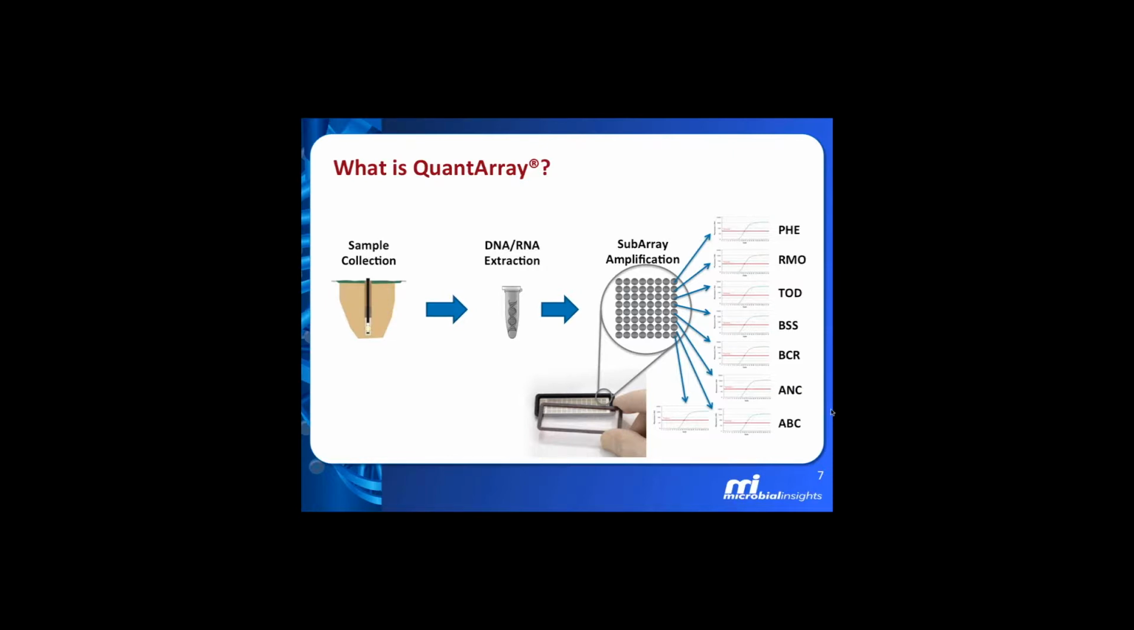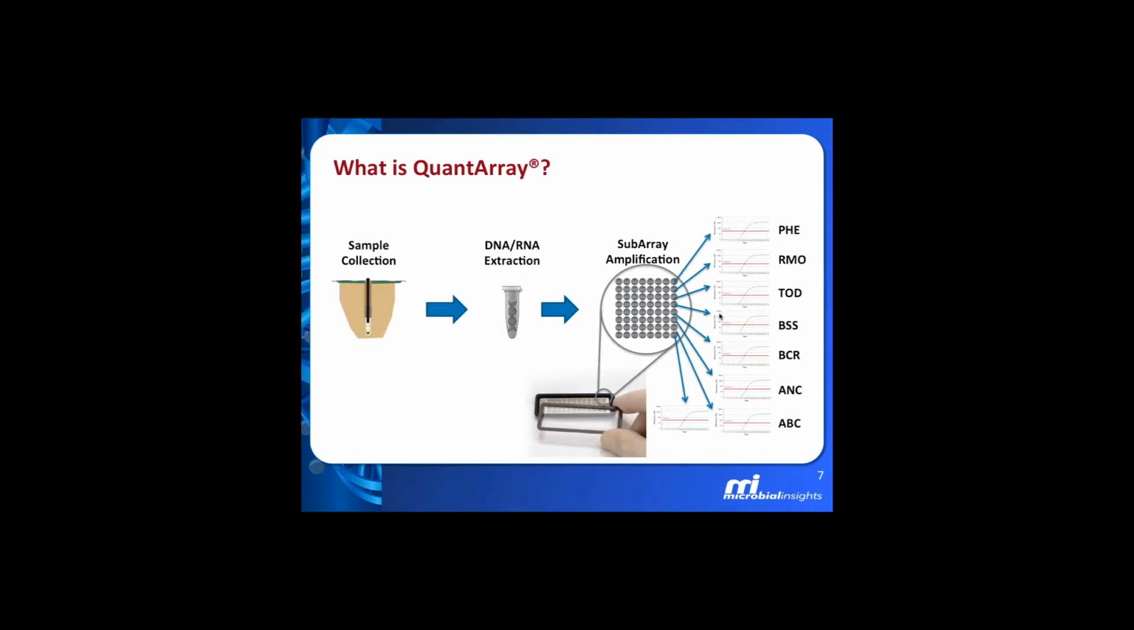So QuantArray is qPCR, but I think of it like qPCR on steroids. It's where we can extract our DNA or our RNA from our microorganisms, and rather than doing a single amplification, we can put it on an array slide like I'm showing here in this picture. Each of these squares is a sample, and each of these squares has little through holes. So the qPCR amplification happens in each of these holes and generates curves that we can correlate back to get the concentration of that organism or that functional gene.